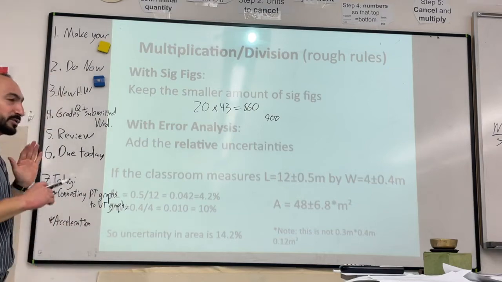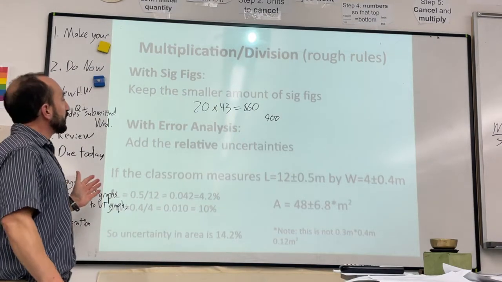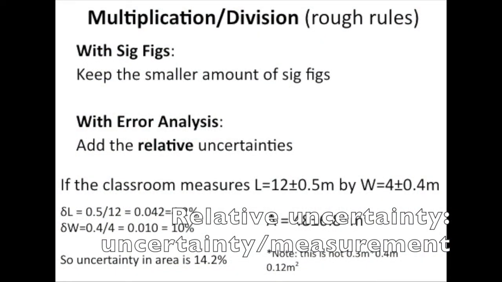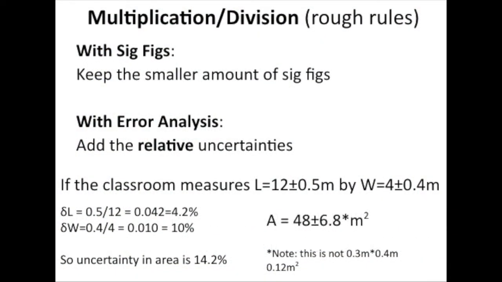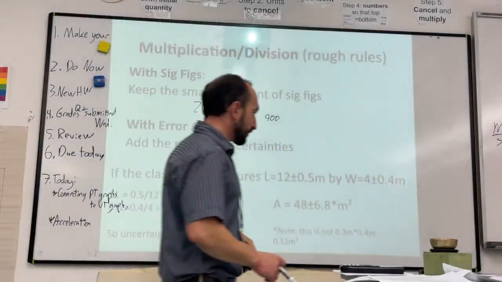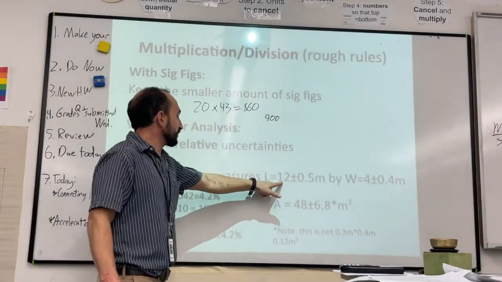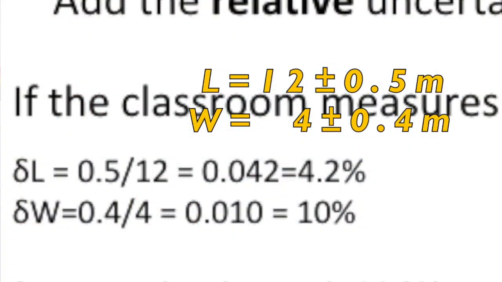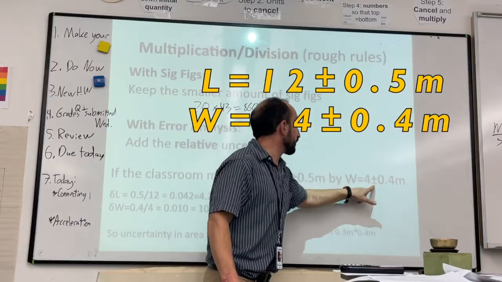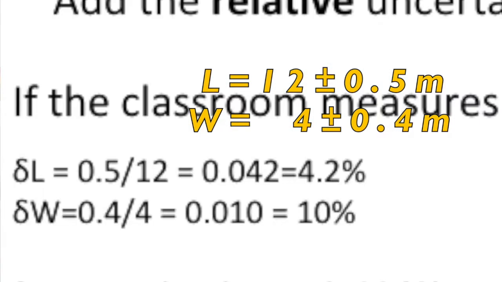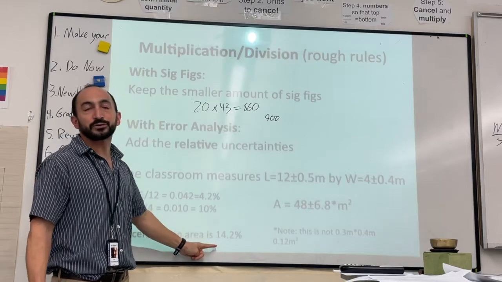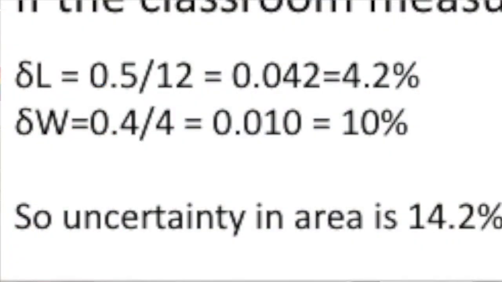With error analysis, the rough rule is the same thing, in that you would add the relative uncertainties. That's why you're keeping the smaller number of sig figs, because it has the effect of adding the relative uncertainties. To calculate my relative uncertainties, for the length, the relative uncertainty is 0.5 over 12, which is a 4.2% uncertainty. The width, 0.4 out of 4, is a 10% relative uncertainty. So if I get 10% uncertainty in one dimension and 4% in the other, then the total uncertainty in the area, which I've gotten by multiplying them together, is 14.2%.